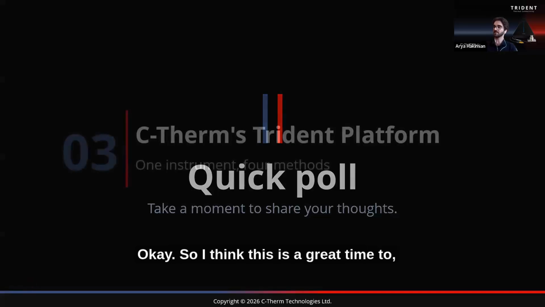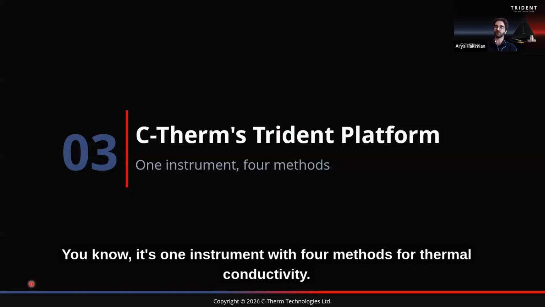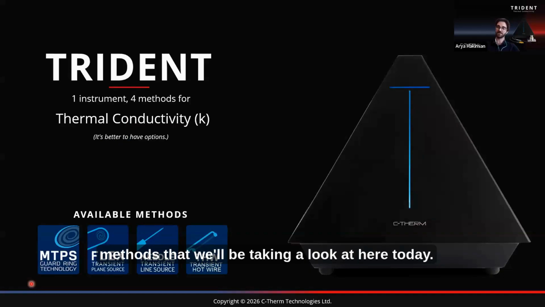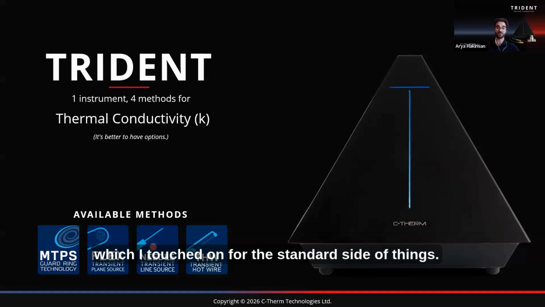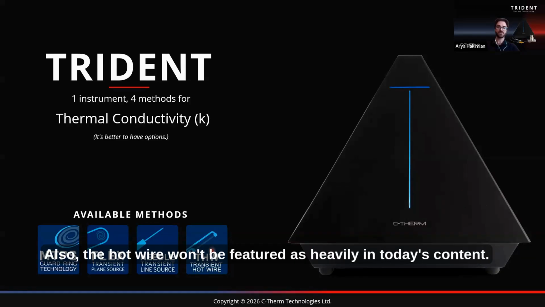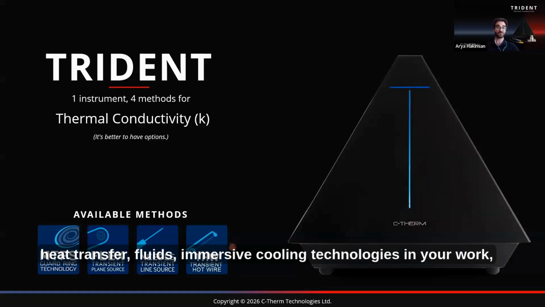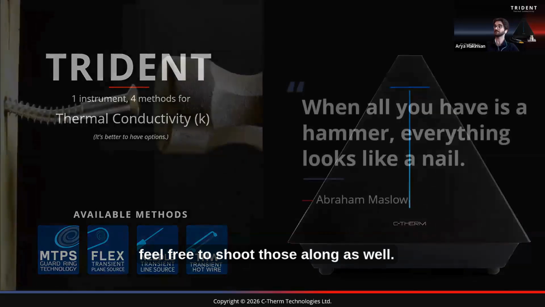Okay, so I think this is a great time to introduce C-Therm's Trident instrument. It's one instrument with four methods for thermal conductivity. The different methods we'll be looking at today are MTPS, TPS and TLS, which I touched on for the standard side of things. The hot wire won't be featured as heavily in today's content, but if you are dealing with liquids, heat transfer fluids, or immersive cooling technologies in your work, this could also be one to keep an eye out for. But again, if you had any general questions, feel free to shoot those along as well.